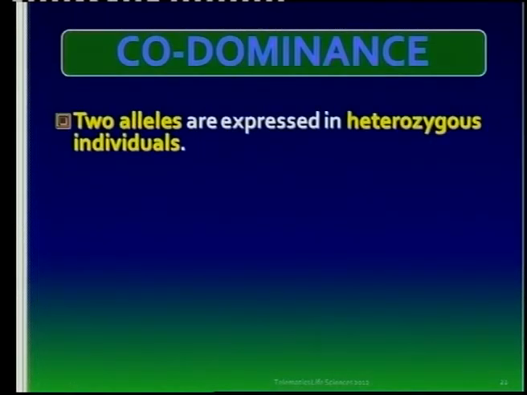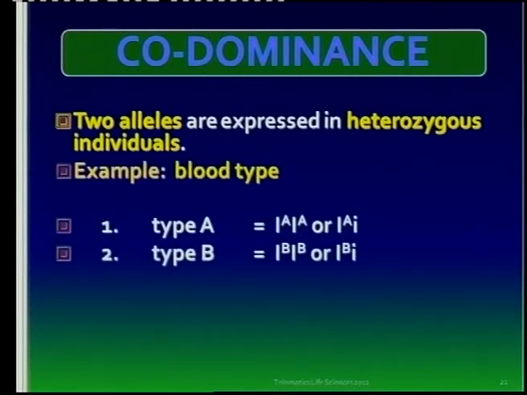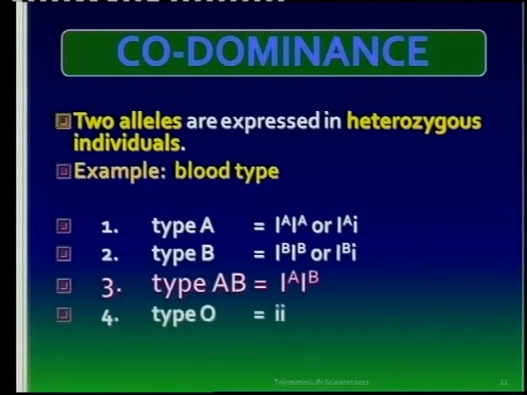Okay, once again, codominance: 2 alleles expressed in the heterozygous individuals. We've got blood type, just to summarize, and this is something that you must know.